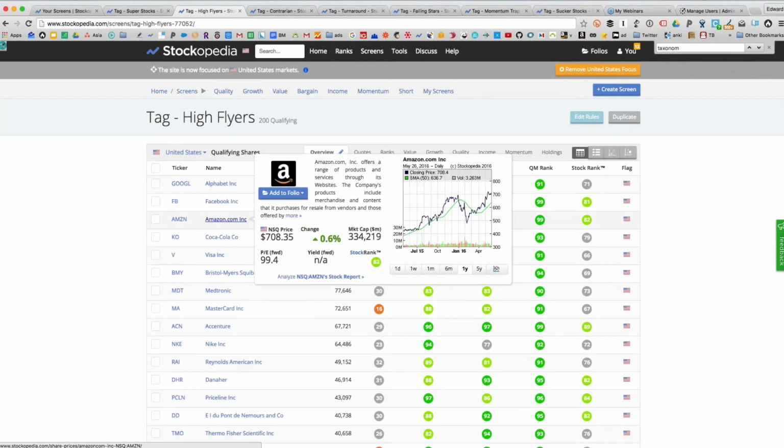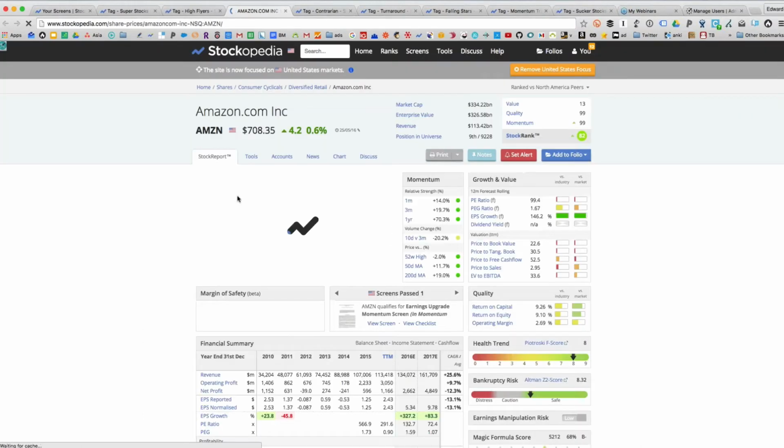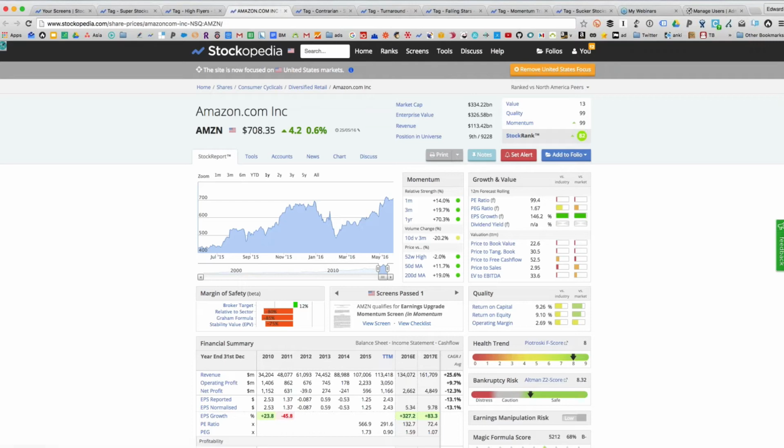If we click and look at Amazon up here, and you look at the rank area in the top right, quality rank 99, momentum rank 99. It's got a blazing QM rank. Value rank is very low. This is a classic fingerprint of a high flyer. And as you can see, the share price is absolutely rocketing at the same time.